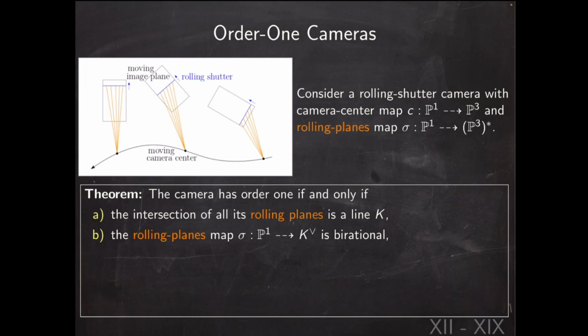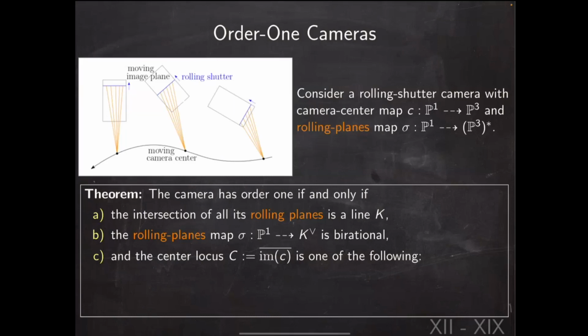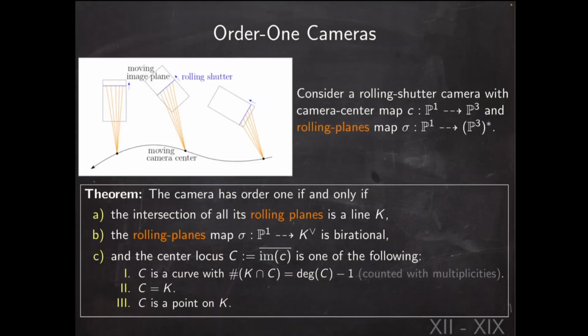We already see that the rolling planes have to meet in a line, and that assignment of time to these planes has to be birational. And then there are also restrictions on what the curve traced by the camera center can look like. Namely, there are 3 cases, and here are all 3 cases. Either this curve has degree d, and then it should meet the line K in d minus 1 points. So that's a very, very special type of curve.